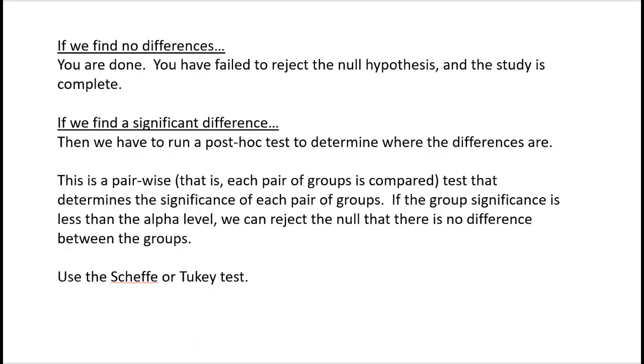If we conduct an ANOVA and we find no significant differences, that is, our sample F ratio is less than our cutoff F ratio, then we fail to reject the null hypothesis and the study is complete. We have found no significant differences. If we find a significant difference, then we have to run a post hoc test to determine where the differences are. What that means is that we have to track down between what groups there are differences.